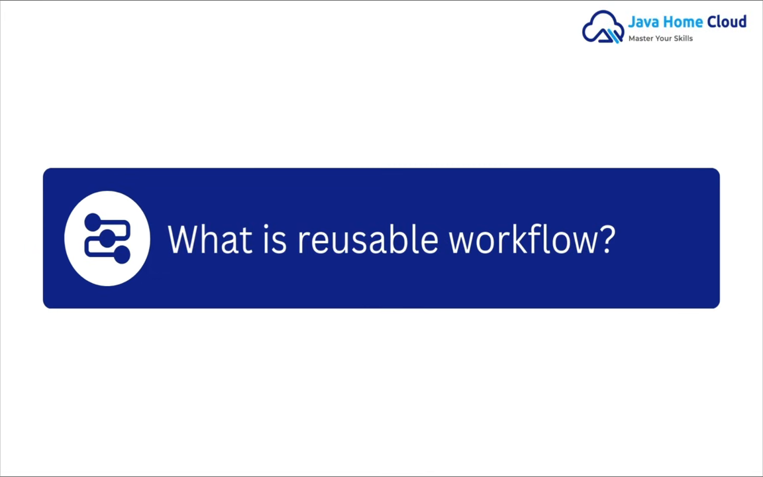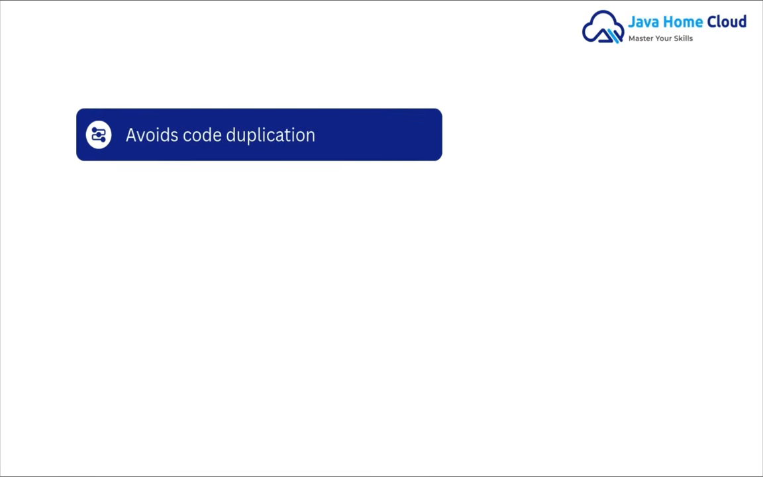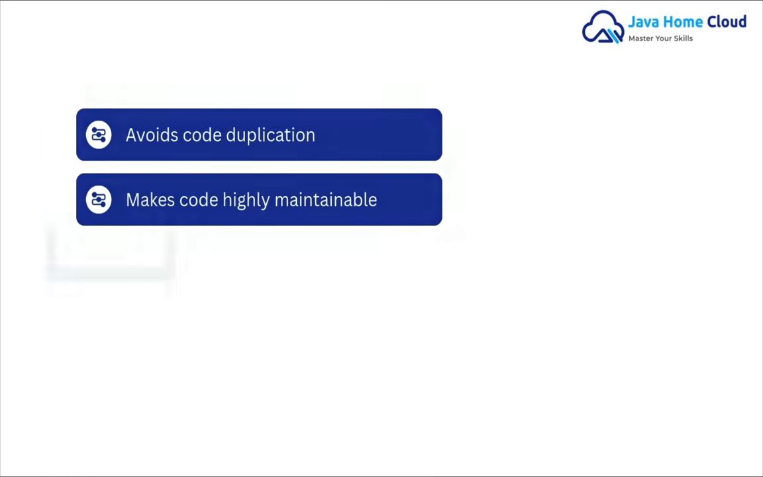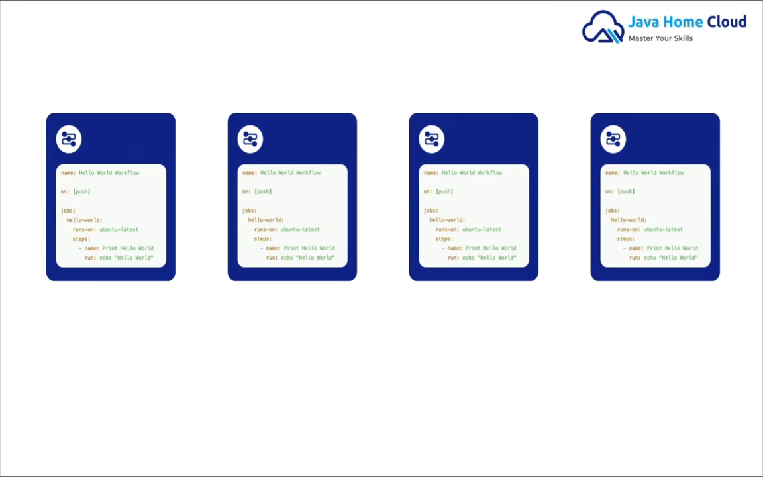A reusable workflow is very similar to a standard workflow, but it can be called from another workflow. It avoids code duplication. It makes the code highly maintainable. For example, if you copy and paste workflow files at various places, let's say in future you want to make changes to that code, you need to change at various places, which is a maintenance issue.